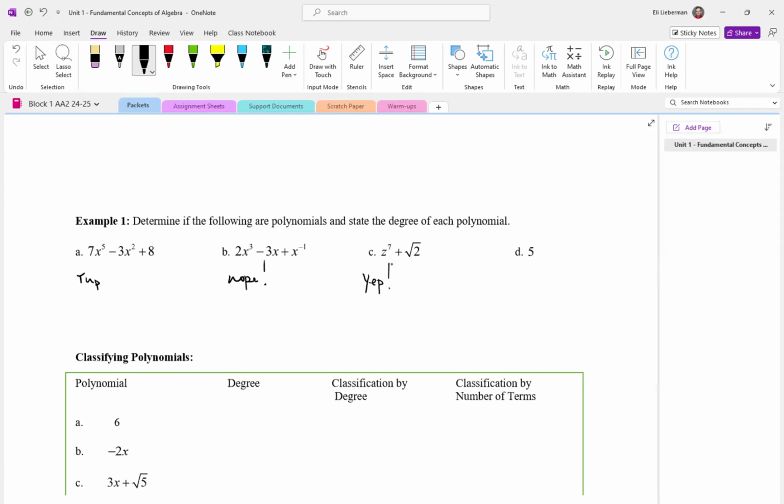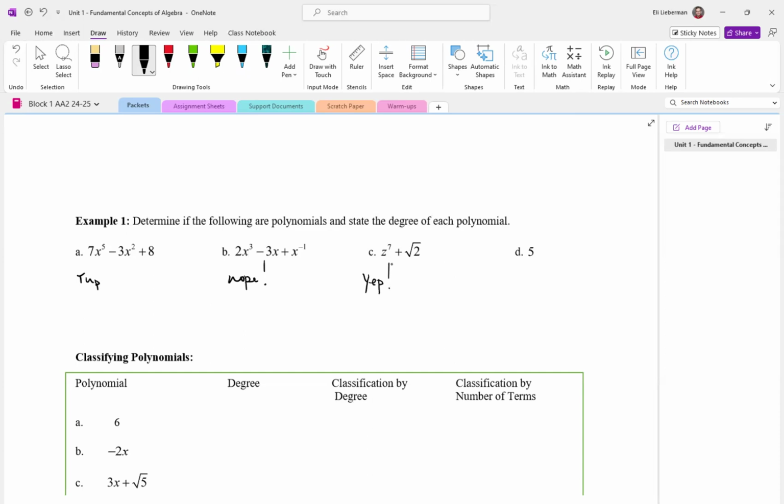Think about it. Square root of 2 is a number. It's on the number line, isn't it? What kind of number is square root of 2? Yeah, it's an irrational number, but it's still a number. So then we go to the other one.